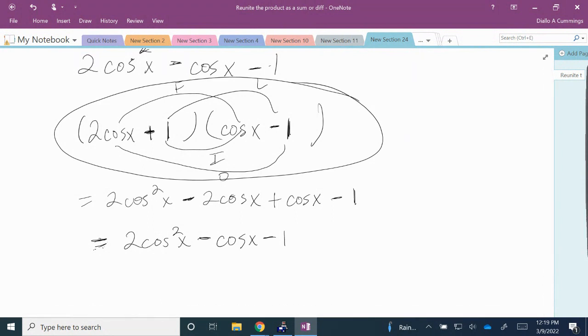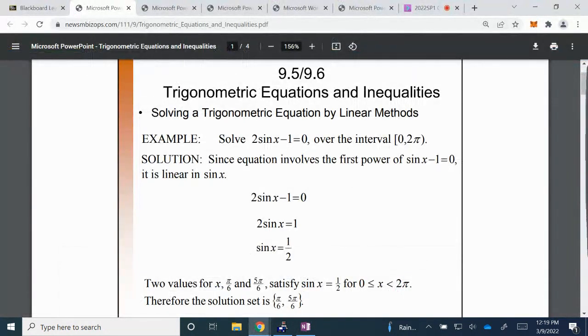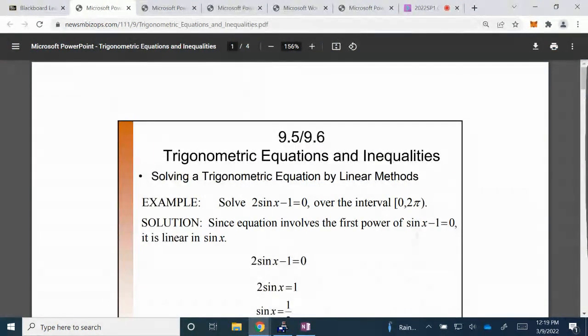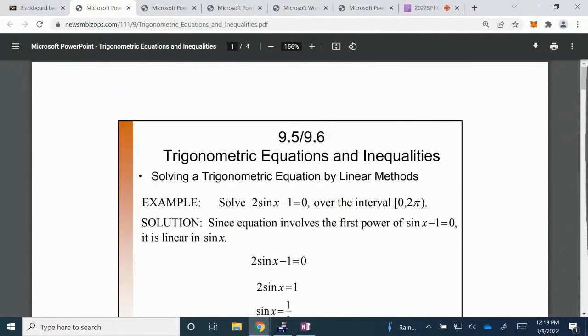Now we'll see in a second why it's important to be able to factor quadratic equations to factor trig equations. So we can factor them. There are two methods that we're going to use in this course. One is called a linear method. Now keep in mind, this was taken from a different textbook.